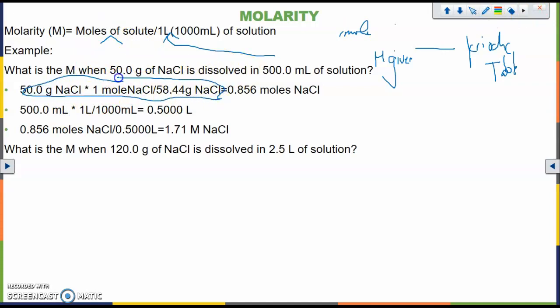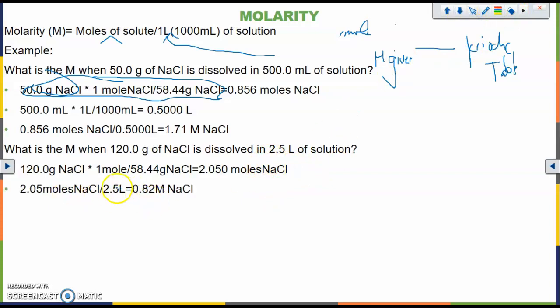The only thing that we're going to be changing is this 50 into 120 grams. Same thing again: 120 grams, 1 mole sodium chloride over the molar mass of sodium chloride. That gives you 2.050 moles sodium chloride. We take that number and divide it by the volume of solution in liters, which gives us 0.82 molar sodium chloride. So when you see the big M, it's molar or molarity. I hope that makes sense. Other variations for this kind of concentration?